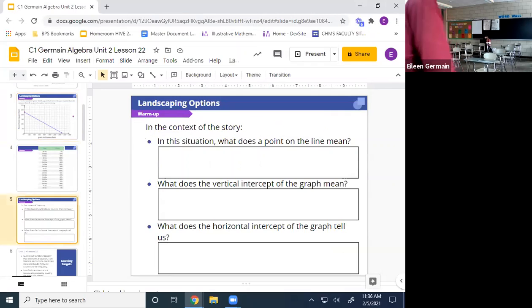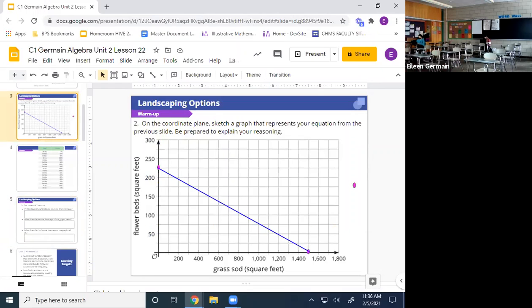Fantastic. Now, what does the vertical intercept represent in the context of the story? Looking at the label on our graph, our vertical intercept represents what? And?